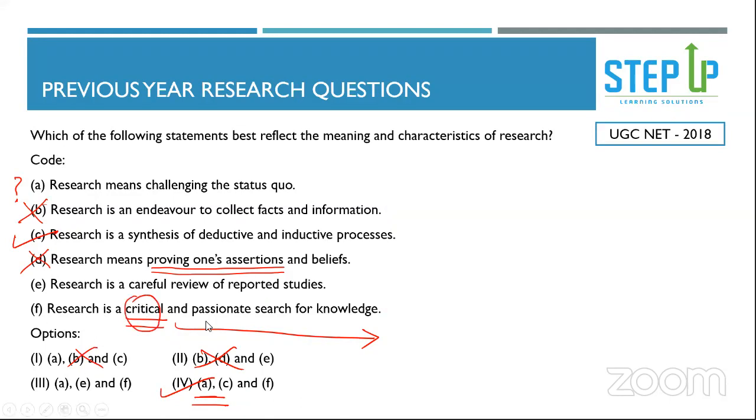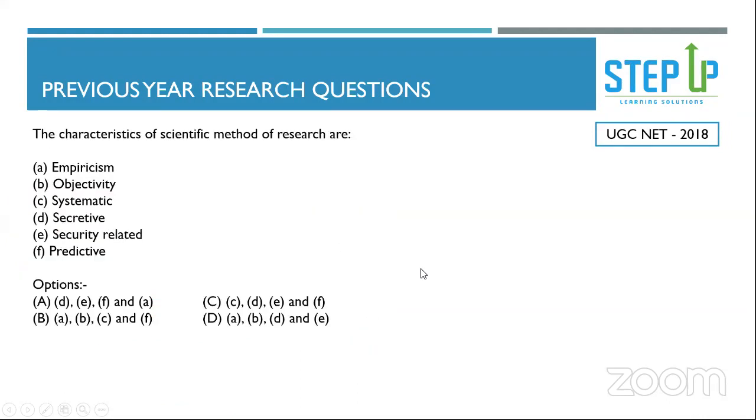Okay, should we move ahead, guys? So therefore the option is fourth. Okay. All right, so see, next question now is on characteristics actually. So we are discussing research aptitude for UGC NET exam.